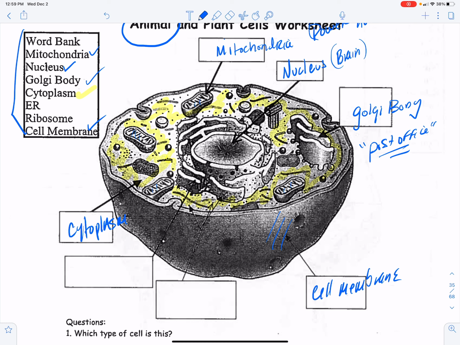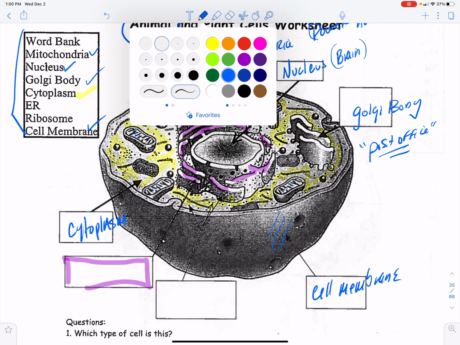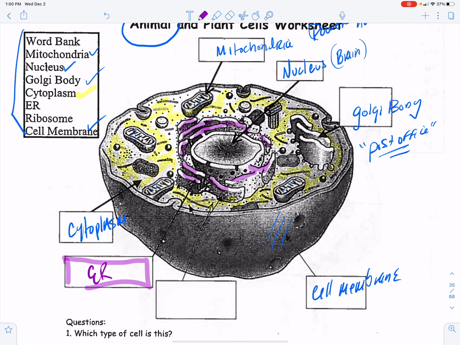We have this thing called the ER. The ER are these things that are kind of connected to the nucleus. Let me grab a different color here. I'm going to draw purple. So this is the ER right here. It's all the stuff connected to the nucleus, intimately attached to the nucleus. It stands for endoplasmic reticulum, but ER is okay for us.